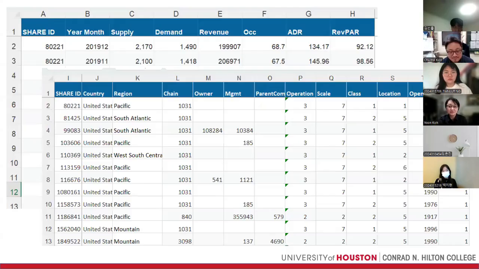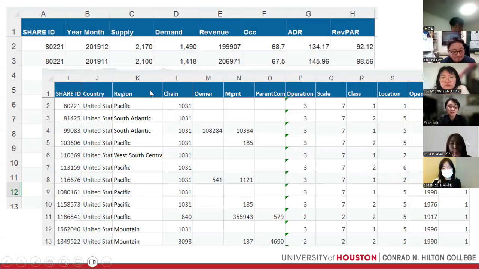And the next one is data points coming from STR or CoStar. As you see here, they have ID numbers, and this is monthly data. It supplies the number of rooms available per month, the number of rooms sold, and the room revenue. With that, the lodging industry calculates key performance indicators, which are occupancy, ADR, and RevPAR.